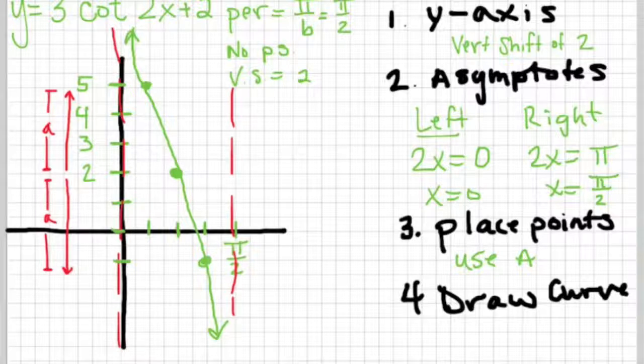And I can continue this process. I could go another period. I could go from half pi here, and add another half pi, which would get me to pi. And I could draw another picture, and another curve would be just going down just like the one we have here.